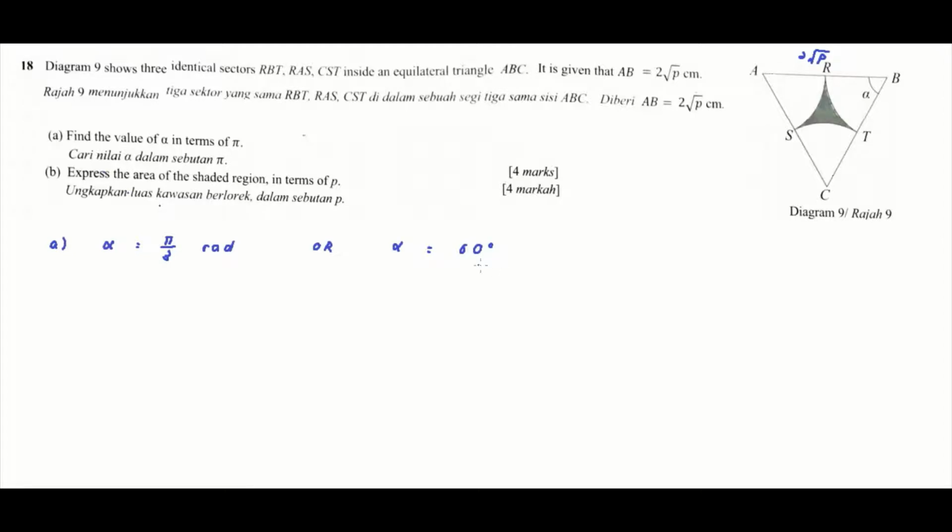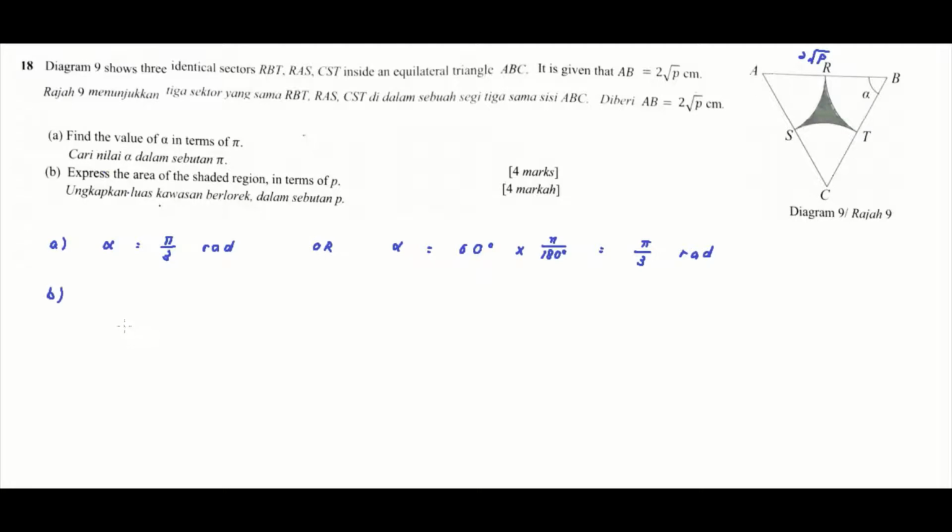So basically 180 divided by 3. Then after that, you can use the formula to help you change it to radian, so multiply by pi over 180 degrees. You'll get exactly the same answer, which is pi over 3 radian. Okay, so let's move on to part D.